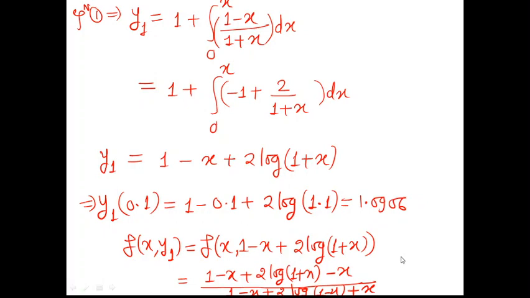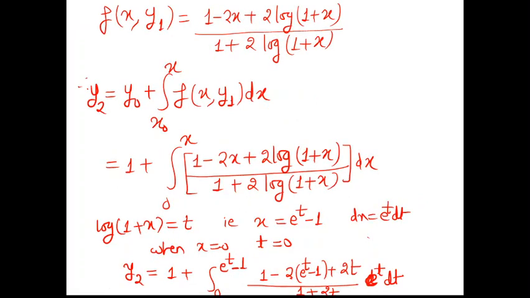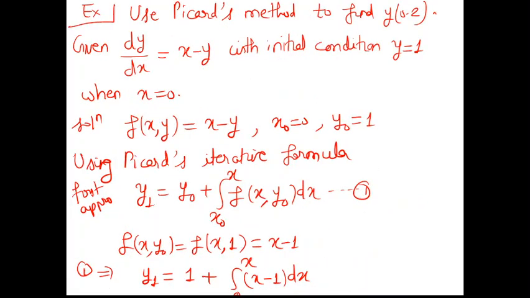So you must have seen that this particular example ends only in the first approximation, because the integration required in the second approximation is not possible here. So this is how one can solve the example. This is a very important and typical example. Now let's have the next example.